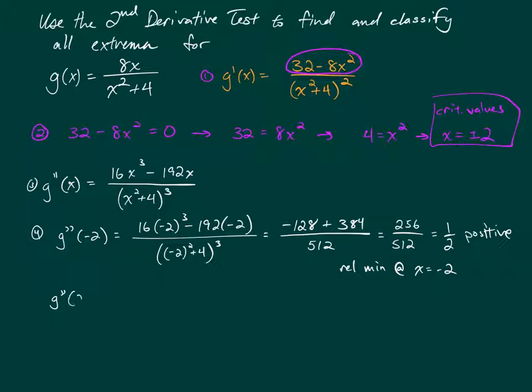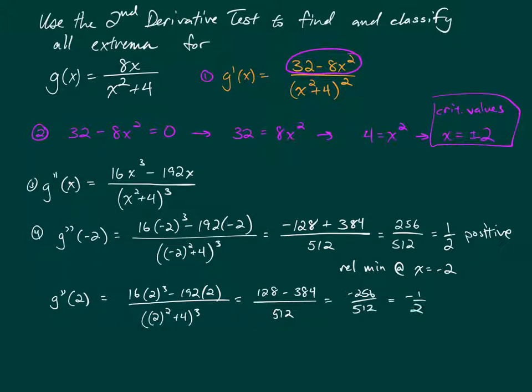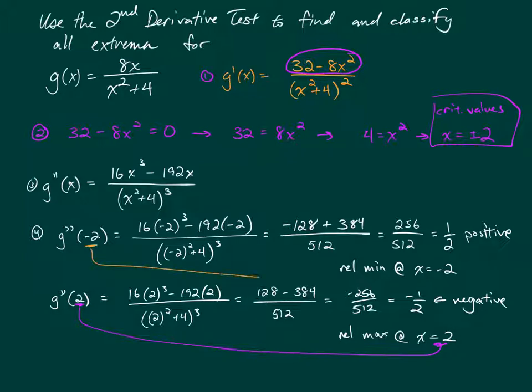So g double prime of 2 equals, let's see here, 16 times 2 cubed minus 192 times 2 all over 2 squared plus 4, the quantity cubed. So this time you're left with 128 minus 384 all over 512. And that equals negative 256 over 512, which is negative 1/2. So this is negative. That means there's a relative max at x equals positive 2, right? That's this value here.